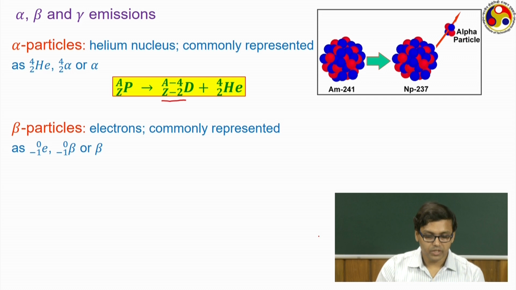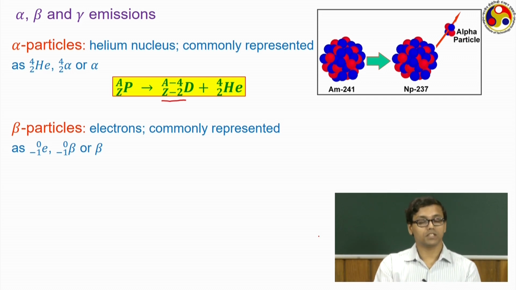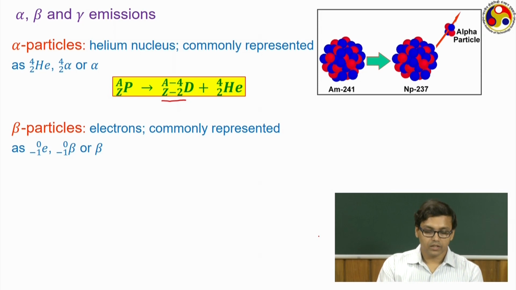The second is the beta particle. Beta particles are much lighter, they are basically electrons. Electrons we already know from atomic structure, and beta particles are the same. They are commonly represented by the symbol of electron, whether it is -1e0 or -1beta0 or just beta.